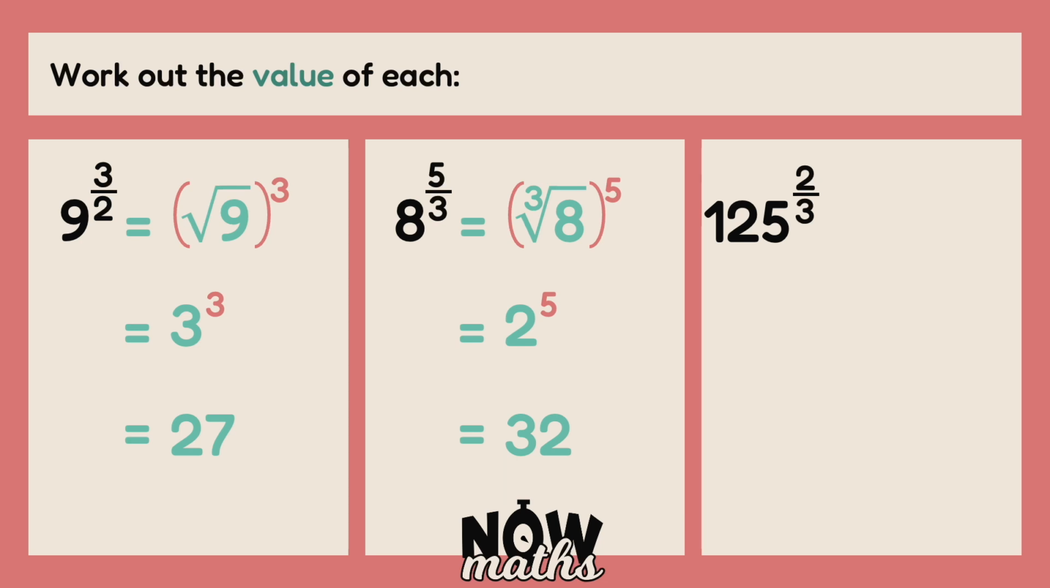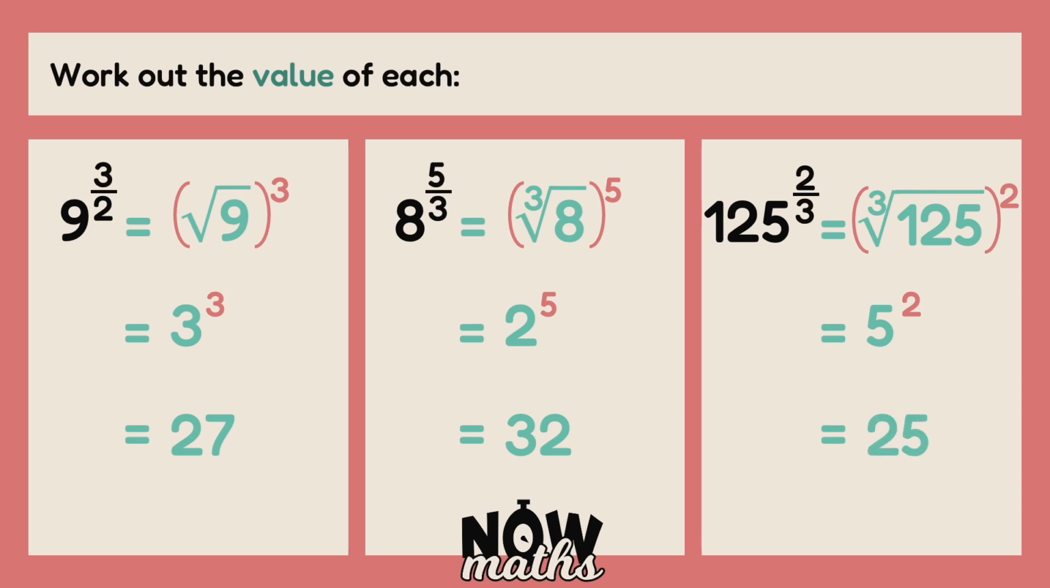Finally, we have 125 to the power of 2 thirds. Firstly, we cube root 125 since the denominator of the fraction is 3. And then we raise the answer to the power of 2 since the numerator is 2. The cube root of 125 is 5, since 5 multiplied by 5 multiplied by 5 is 125, and then 5 squared is 25, which is our final answer.